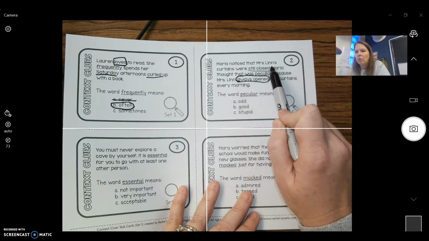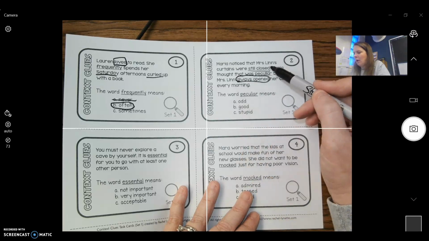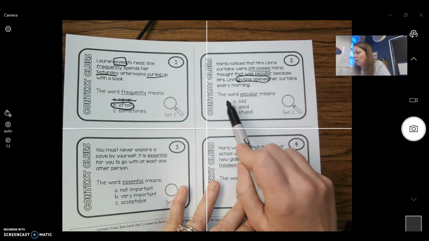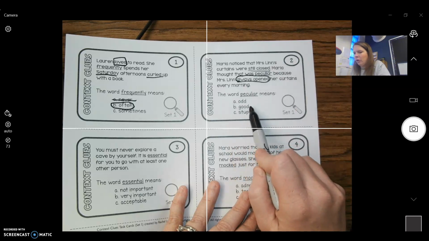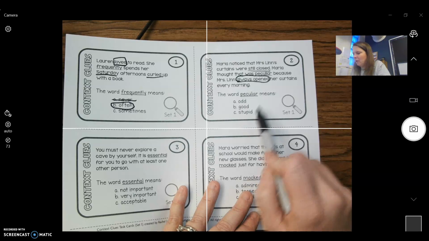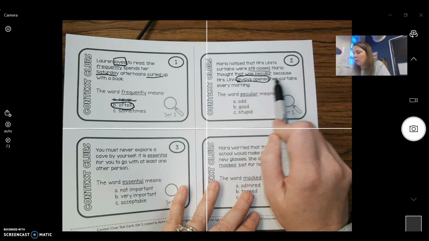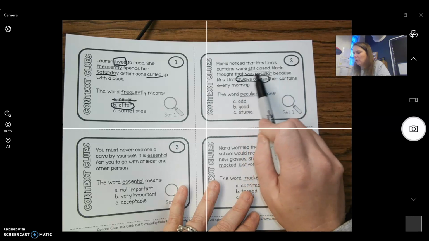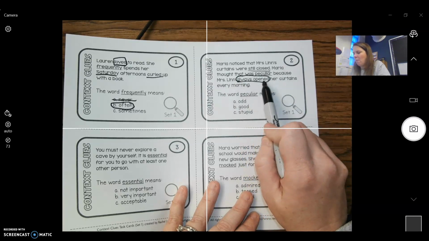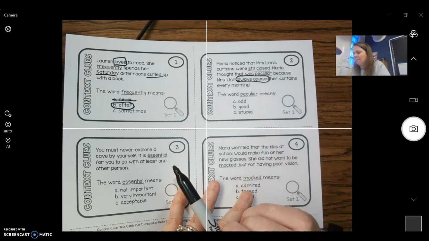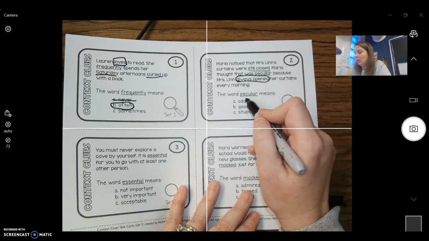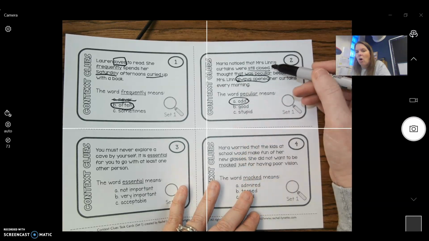She normally has her windows open, but they were closed. So let's see what we have. Odd, good, and stupid. Maria thought that was odd because Mrs. Lynn always opened her curtains. Maria thought that was good because she always had them opened, or Maria thought it was stupid. So the word peculiar, I would say it means odd, okay? Because she always has them open, but for whatever reason today, they're closed, okay?